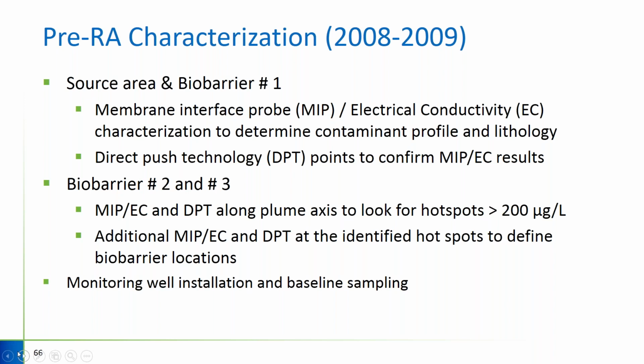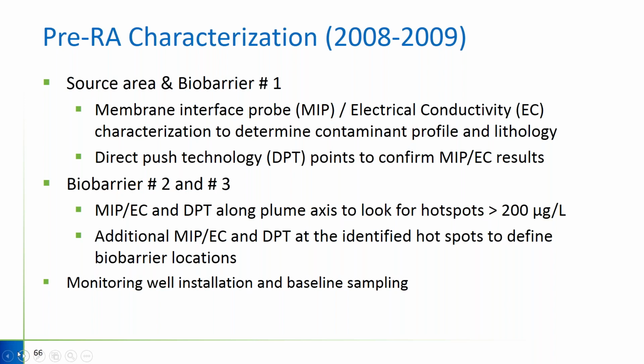This was about 10 years ago, so we didn't have the same availability of tools, but we did have membrane interface probes. So we did MIP all over the place out here in the source area, in the high concentration parts of the plume, and then we moved down gradient. So we combined the membrane interface probe with depth discrete soil and groundwater sampling.